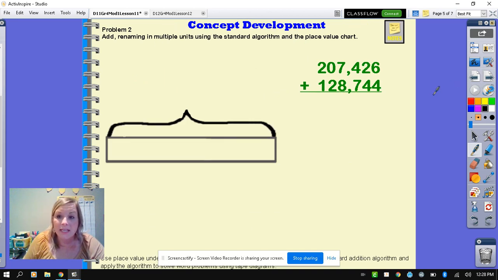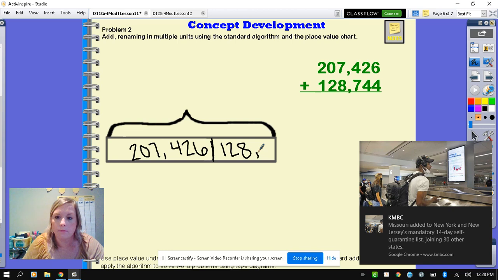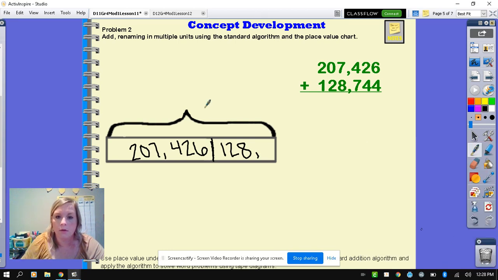Okay, this one, they don't give us the place value charts anymore. You're always welcome to go in and draw your own place value chart, but if not, we know how to do a standard algorithm now. So I'm going to put this in my tape diagram here. So 207,000 is a lot greater, so I'm going to give it a bigger section. So 207,426. And on this side, we are adding 128,744. I'm going to solve for B.